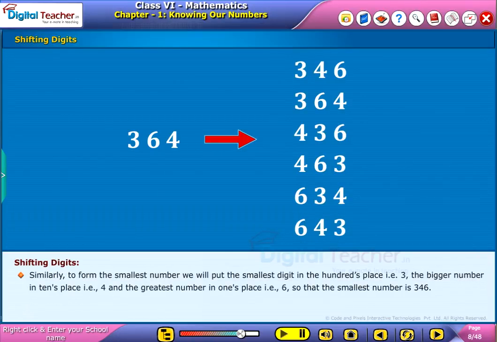Similarly, to form the smallest number, we will put the smallest digit in the hundreds place, that is 3, the bigger number in tens place, that is 4, and the greatest number in ones place, that is 6, so that the smallest number is 346.